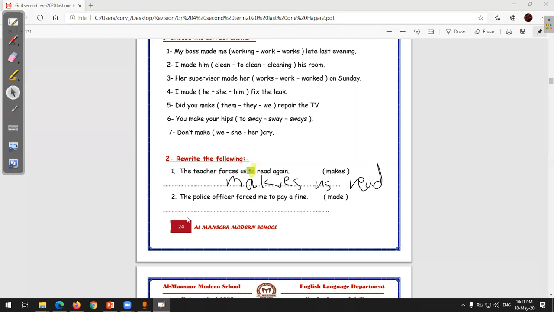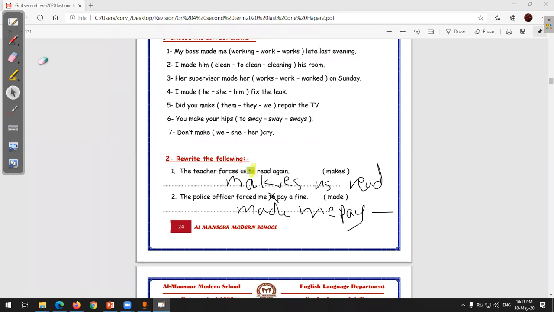Okay? The police officer forced me to pay a fine. We want to use made. The same example. The police officer made me pay a fine. Okay? The same example. We remove the to. So we want to use make, we remove the to from force.